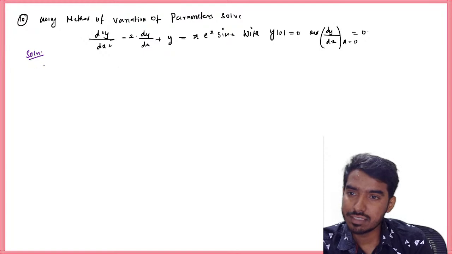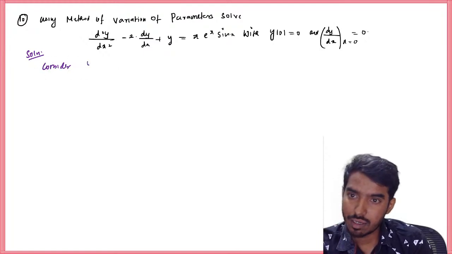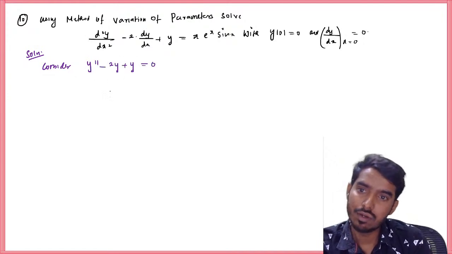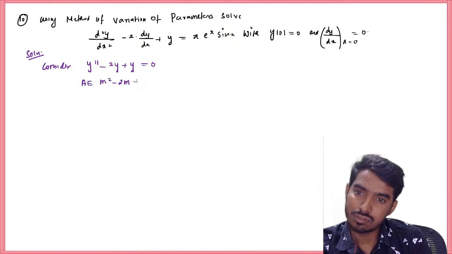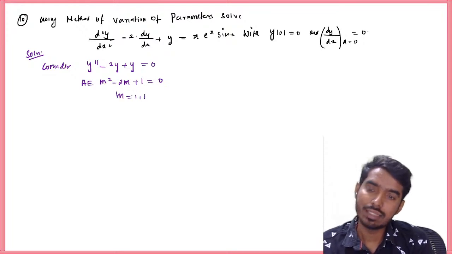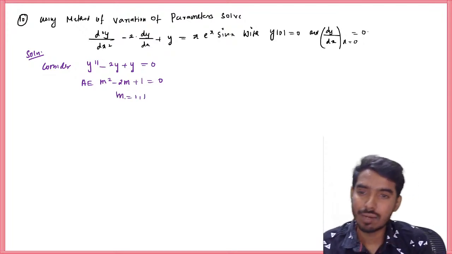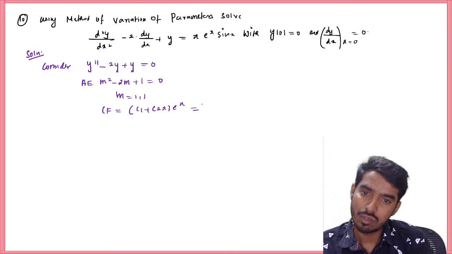Okay. So consider y double dash minus 2y dash plus y is equal to 0. So your auxiliary equation is m square minus 2m plus 1 is equal to 0. So here we have 1 and 1 are the roots, right? This is m minus 1 whole square formula. So equal roots. So your CF is C1 plus C2 x e power x. So you can write this as C1 e power x plus C2 x e power x.